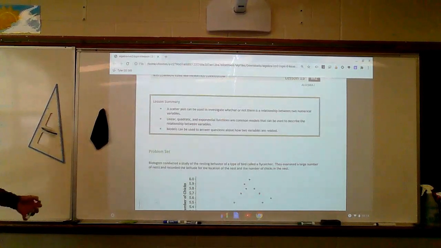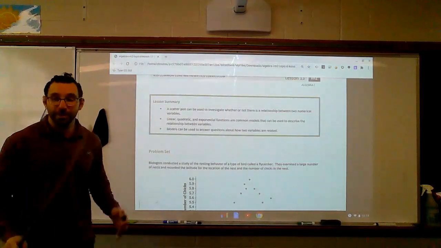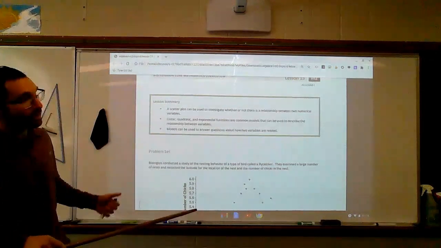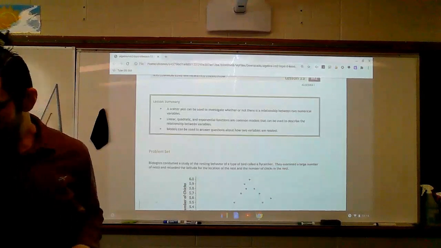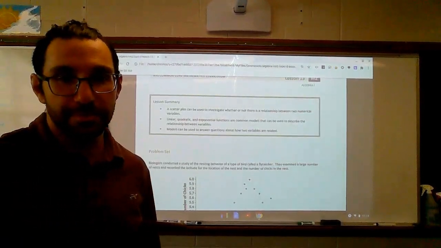Models can be used to answer questions about how two variables are related. We're going to really dive into that. So we've done lesson 12 with scatter plots. We've done lesson 13 with scatter plots. Let's keep using scatter plots, folks.